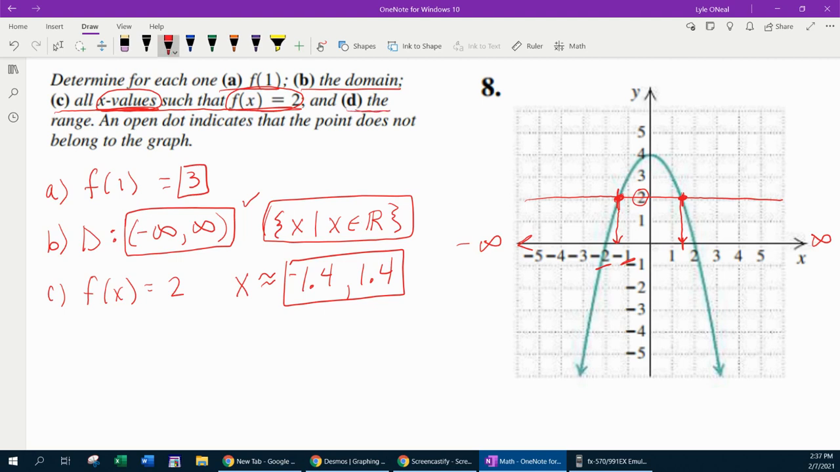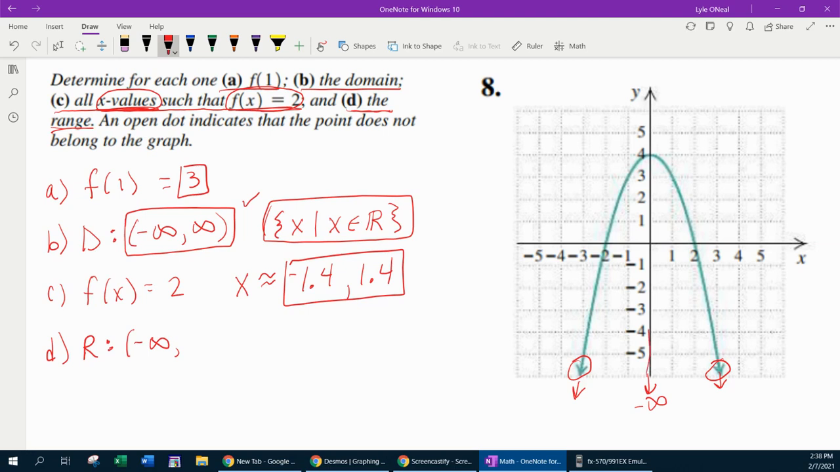And last but not least, part D, we need the range. And the range are the values that y can be. The range always goes from low to high. So notice these arrows at the bottom indicate that this parabola will continue to go down forever. So the lowest that this graph is ever going to get to be is -infinity because it goes down forever.